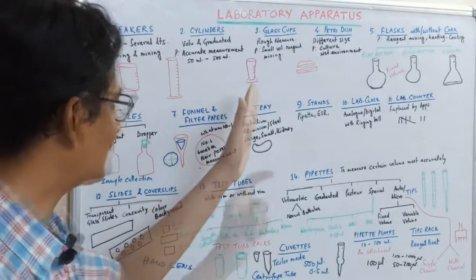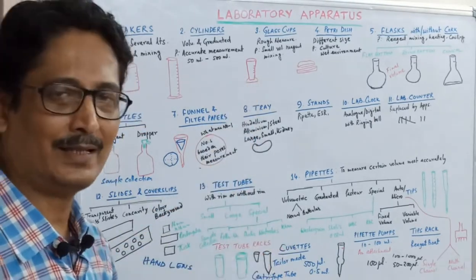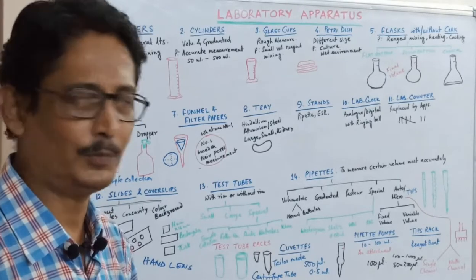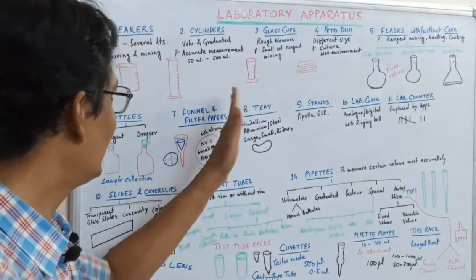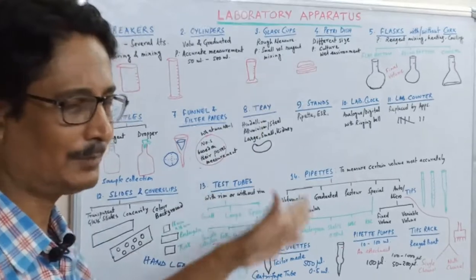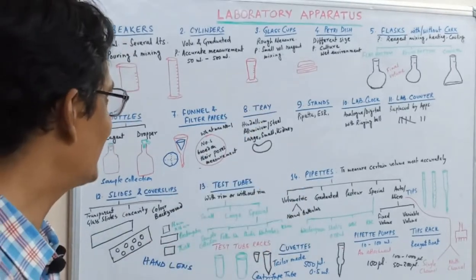Now the glass cups, and these are for the mixing of very small volumes. And this also has a graduation, but this is for rough measurement.